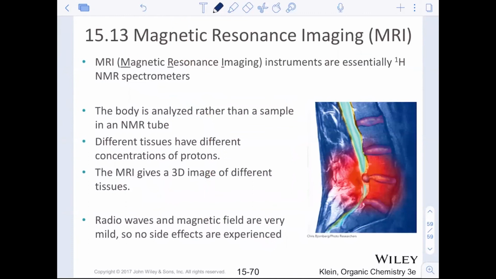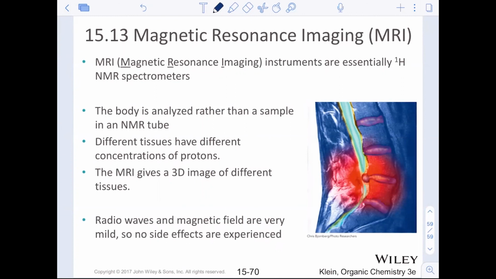Where can we see NMR before? In real life, if you've ever seen or had an MRI done, magnetic resonance imaging, it is essentially a proton NMR, just taken on a human body, right? The body is analyzed rather than a sample in an NMR tube, but we are made up of a bunch of different nuclei, and different tissues actually have different concentrations of protons. So the MRI gives a 3D image of different types of tissue.